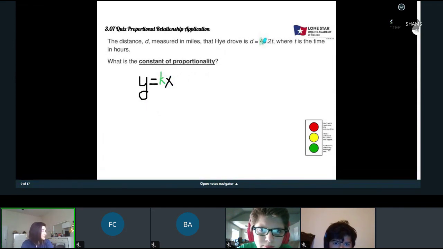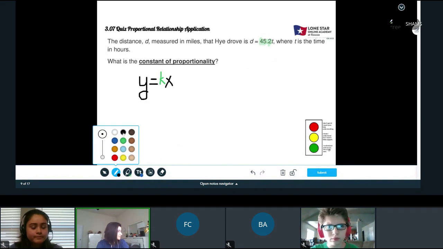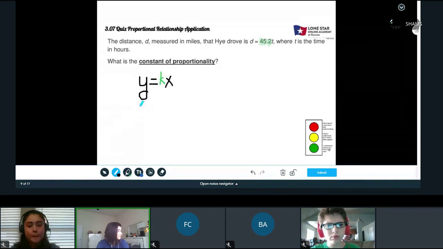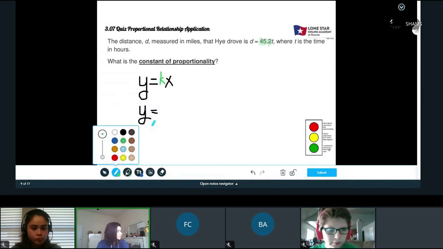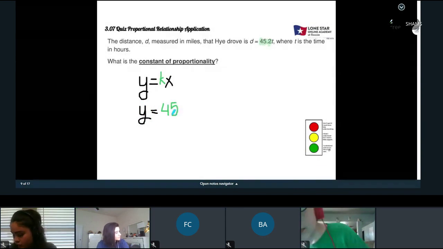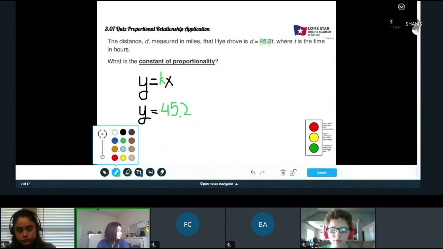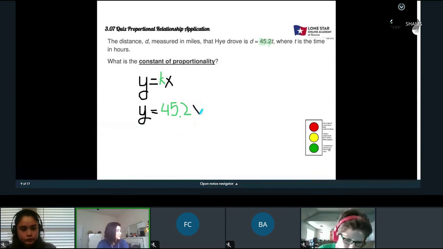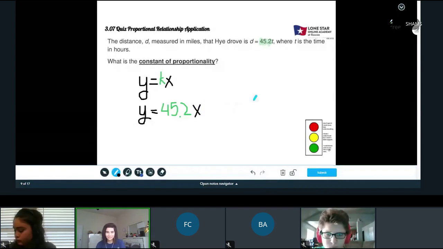Can someone tell me how much the constant of proportionality is? 45.2, there you go, without calculation. So if I rewrite this equation, D becomes Y in terms of X, and then I have the constant of proportionality, in this case 45.2, and then X. So the constant of proportionality is 45.2. In terms of X and Y, this is how I can rewrite it. Does that make sense to you?